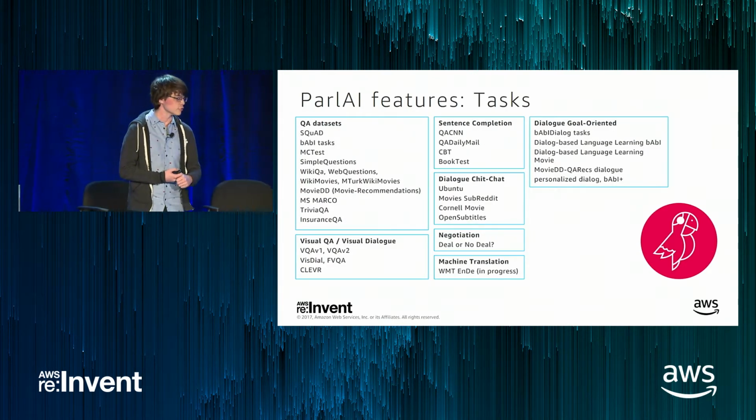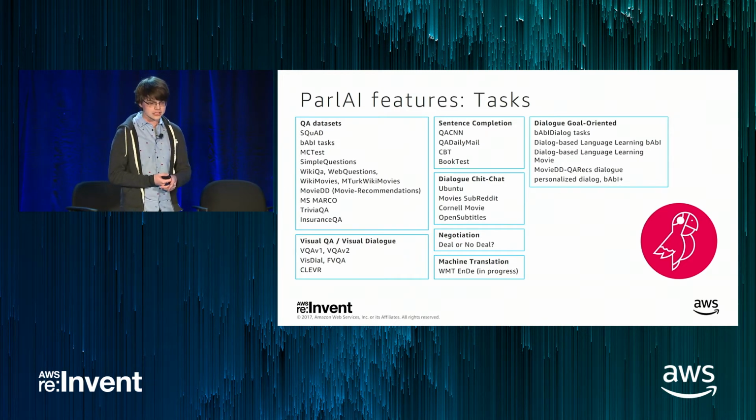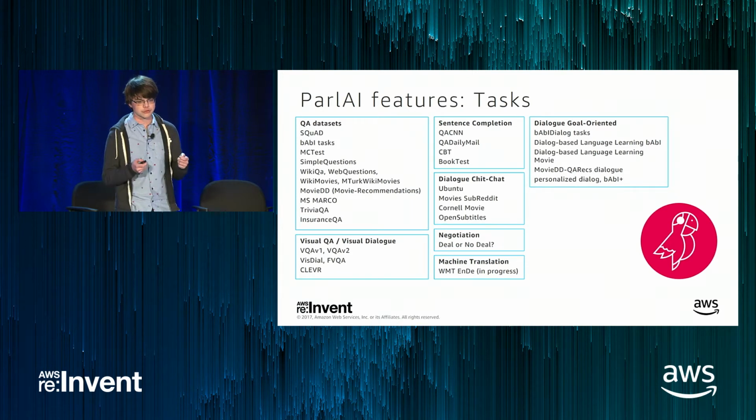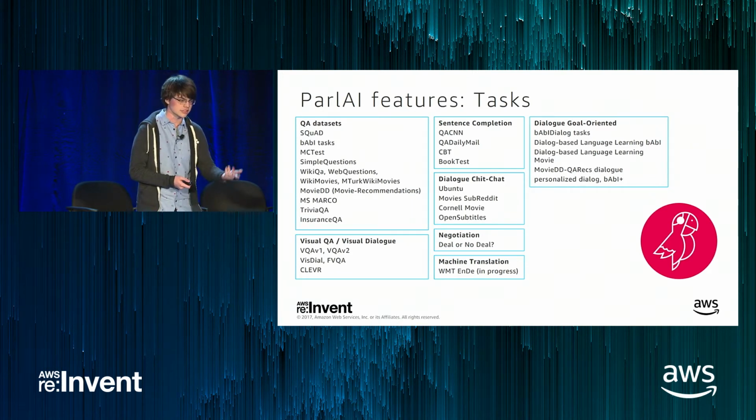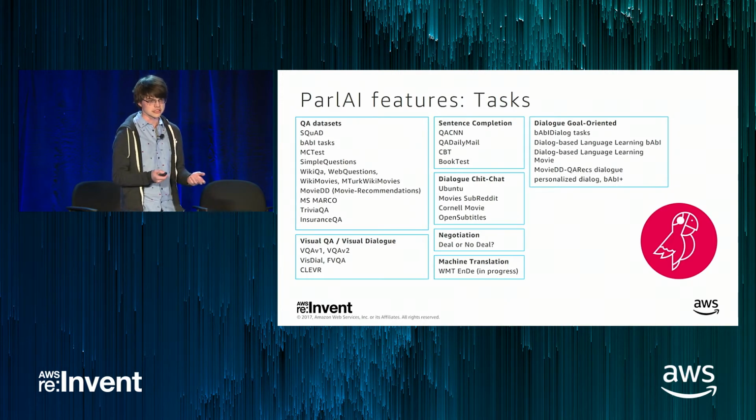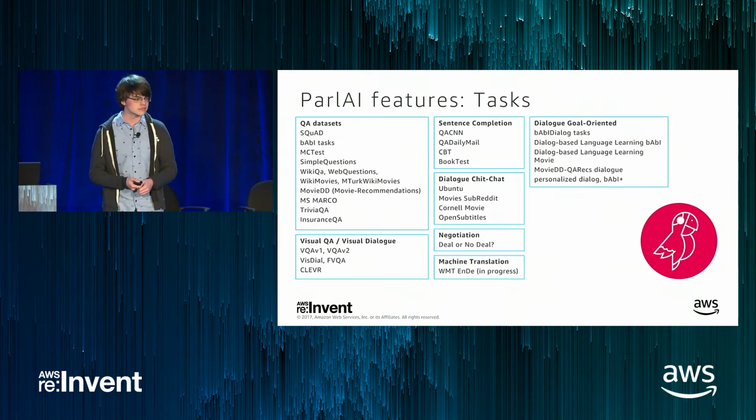So on the task side of what we're able to do right now, we support question answering with or without visual grounding. We have sentence completion. We have full dialogues for chit-chat or completing goals. And we have additional tasks as well, such as negotiation and translation. This is a non-exhaustive list. We're currently at, I believe, 39 tasks and still growing day to day.